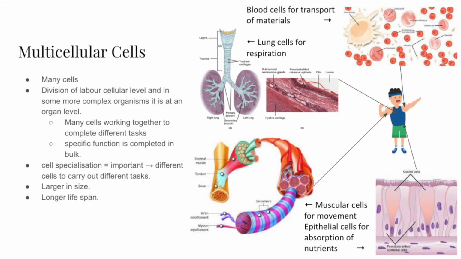Division of labour is not at an organelle level, as it is in unicellular organisms, it's at a cellular level, and in some more complex organisms, it's at an organelle level. We'll look back at this later in a future clip. Due to having many cells working together to complete different tasks, a specific function is completed in bulk. This is where cell specialisation becomes important, as it allows for different cells to carry out different tasks. We'll be exploring cell specialisation in more detail in a future clip.